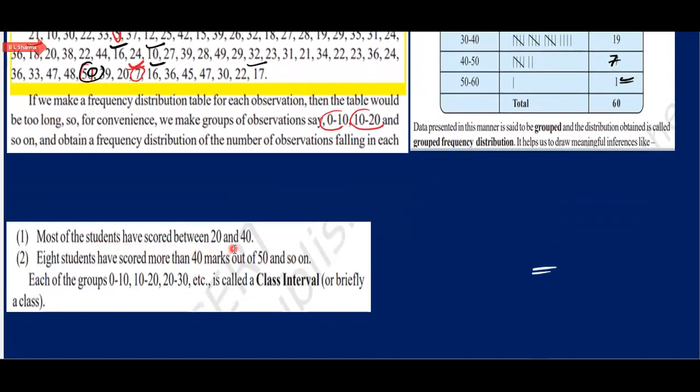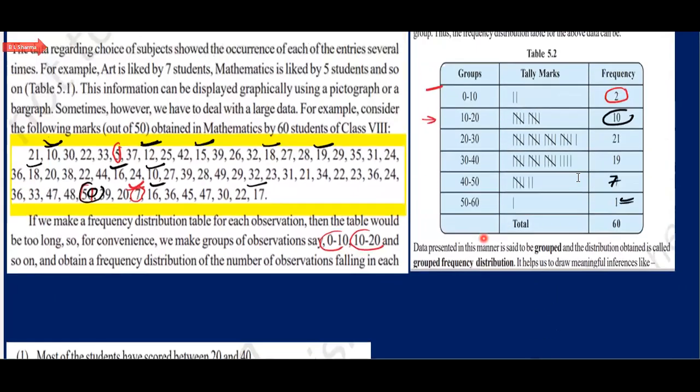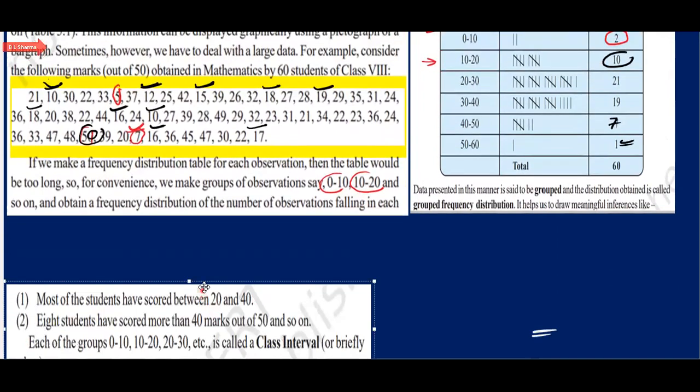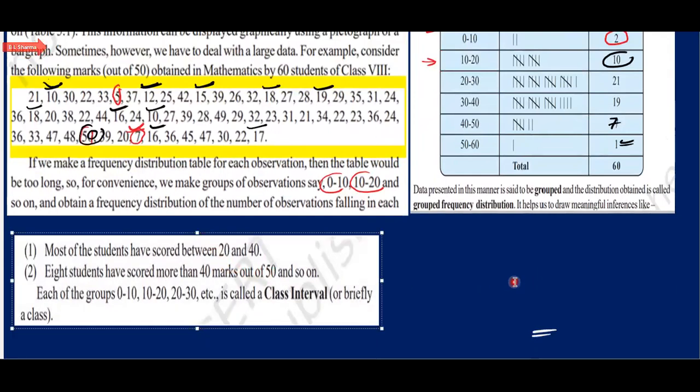Most of the students have scored between 20 and 40. What is the highest frequency? That is 21 students, who got between 20 and 30. So the highest number of students here, the most of the students scored between 20 and 30.